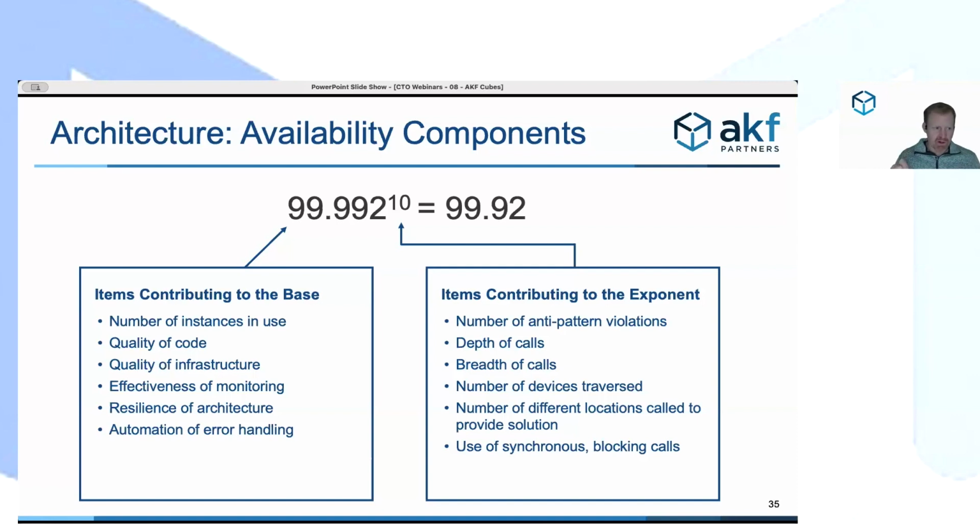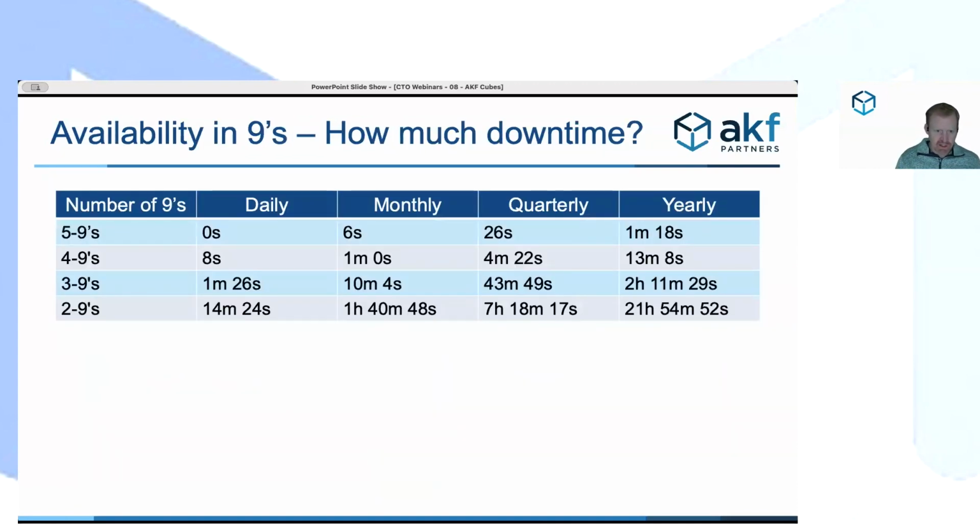And the exponent is all about those anti-patterns that we talked about. Every anti-pattern increases that exponent. So the depth of the call, the breadth of the call, however many devices it goes through, however many hops it makes, and however many of those calls are synchronous. Just think through how many hops there are in your architecture. That's the way you can quickly estimate that number. So this is your downtime number again, however many minutes you get in a quarter or a year.